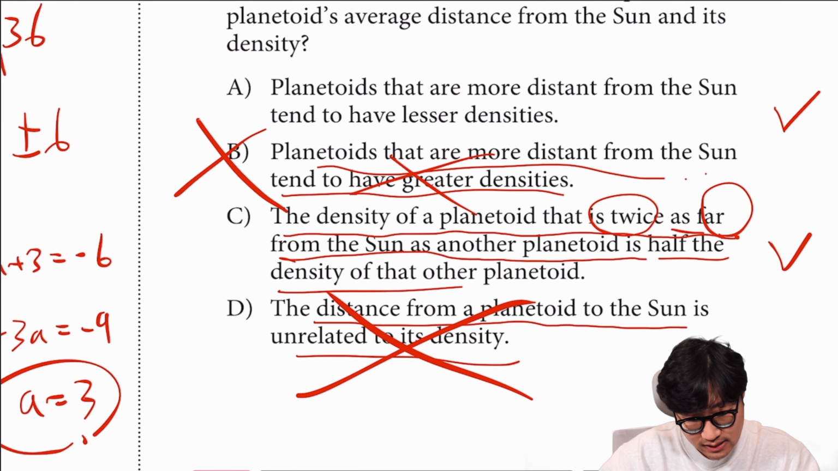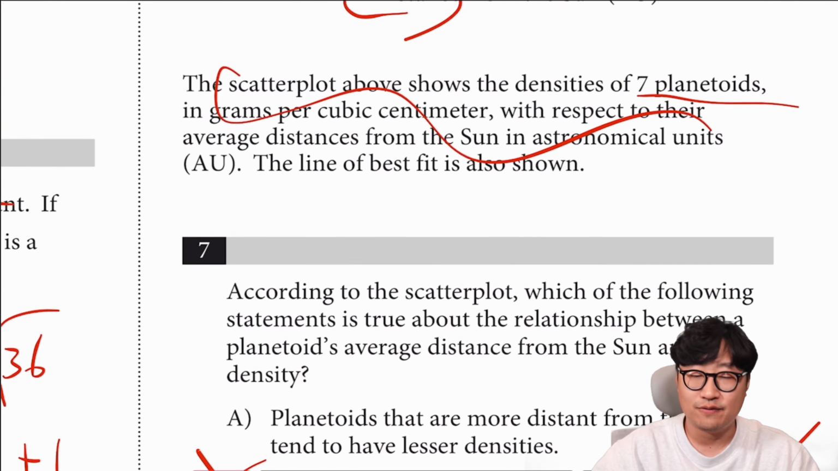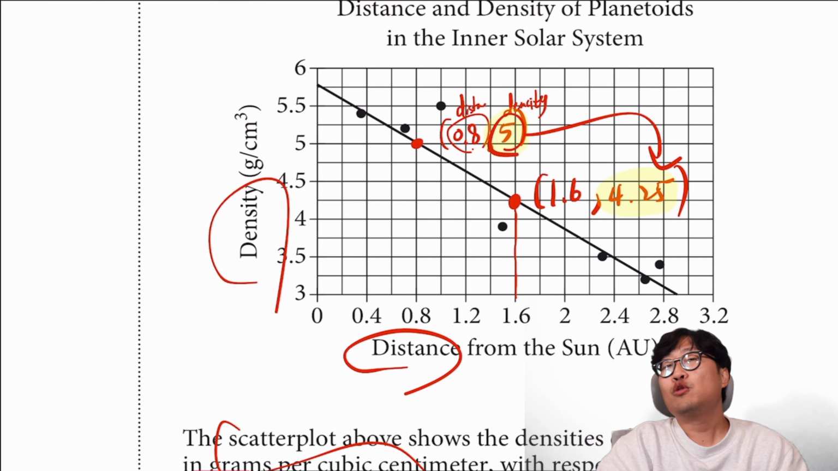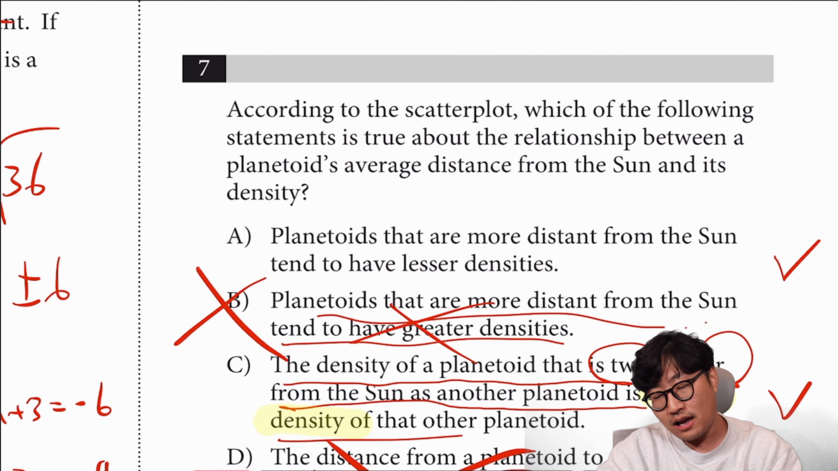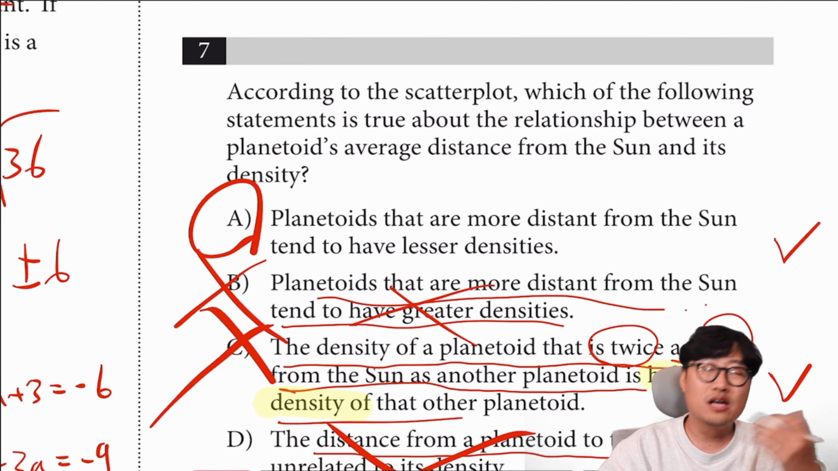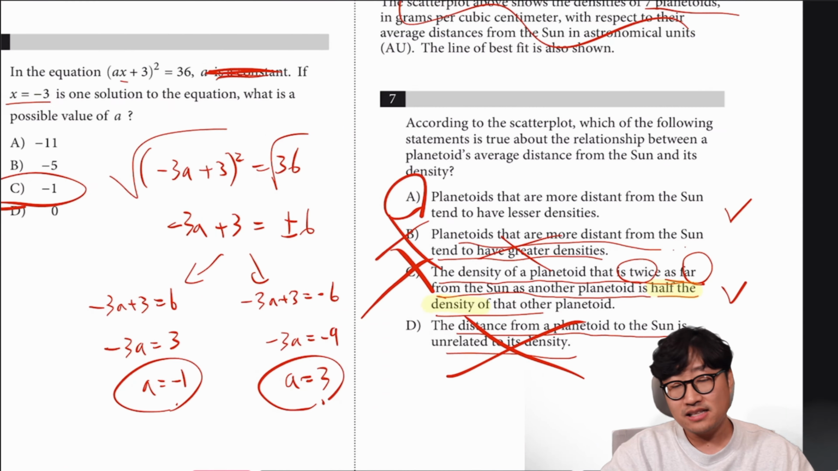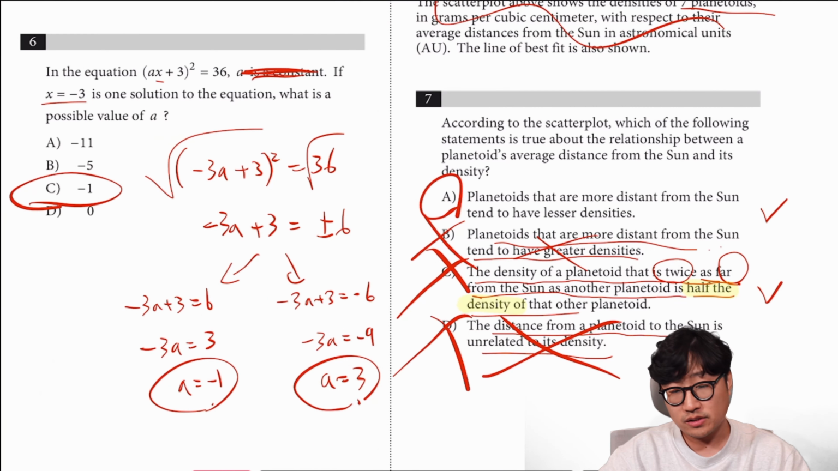And what they're saying is going to be half the density. It's not half, dude. We went from 5 to 4.25. Half of 5 is 2.5. That's way far out. So now I know C is wrong, so it's going to be A. Just generally speaking, the more distance it is, the lesser density it's going to be. So that's why it's going to be choice A.